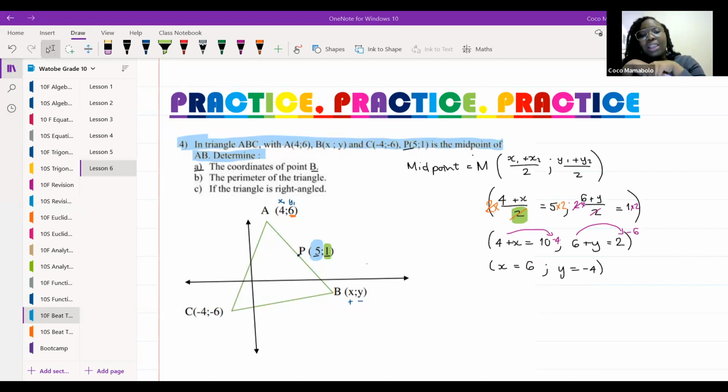All right, give me a thumbs up if the way we solved for the coordinates of B makes sense. Are you guys with me here? Does everybody understand how we found the coordinates of B? Beautiful. And look at that. We were correct. Our X value would be positive and our Y value would be negative. So we did this quite well, right? 6 and negative 4.